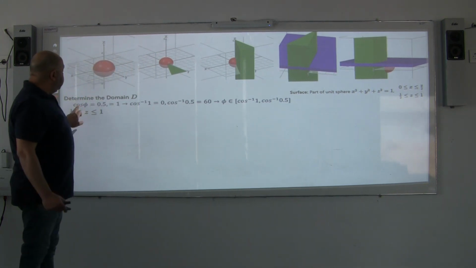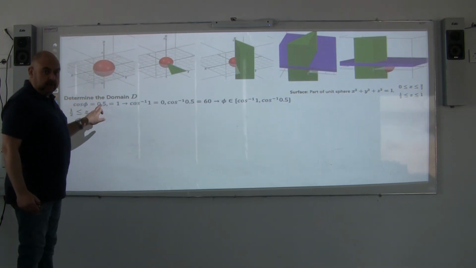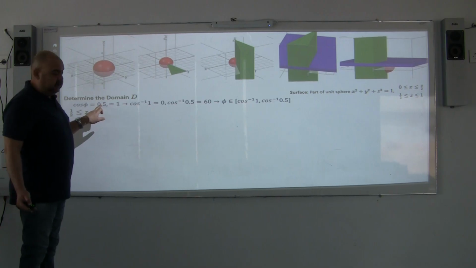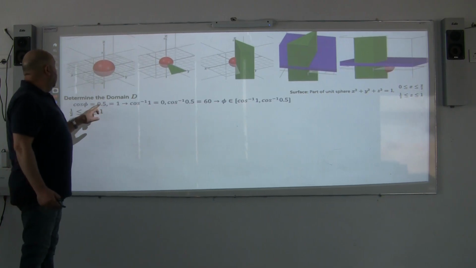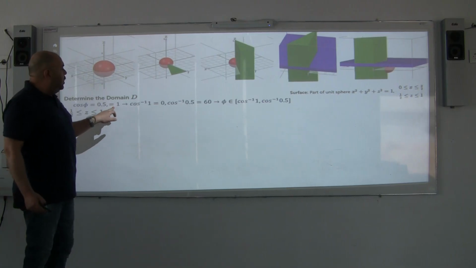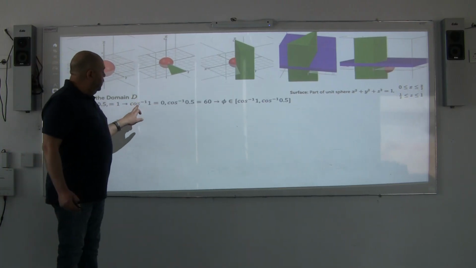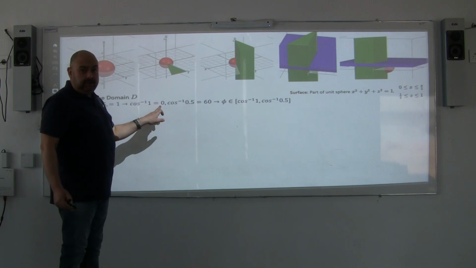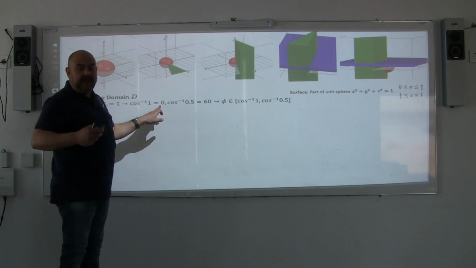Okay, so cosine phi will equal half. I need to find the angle. And cosine phi is equal to 1. What's going to be the argument? So cosine inverse of 1 leads to 0, because the value of the cosine will equal 1 at 0.